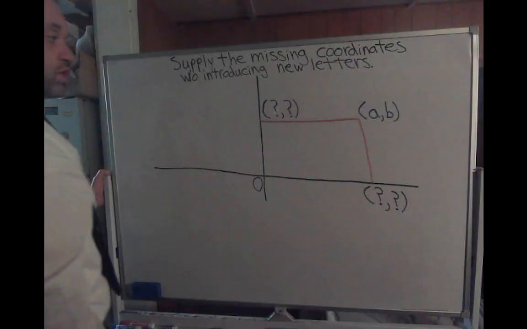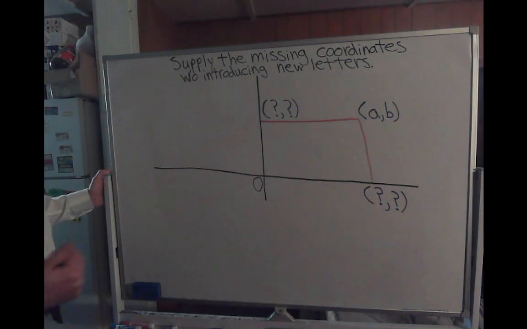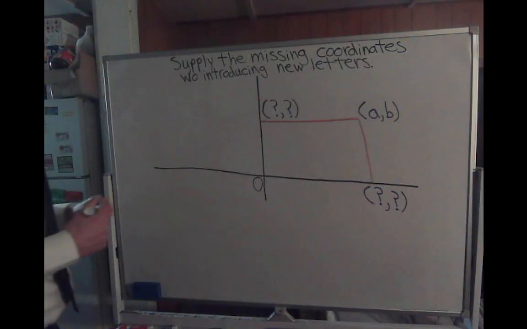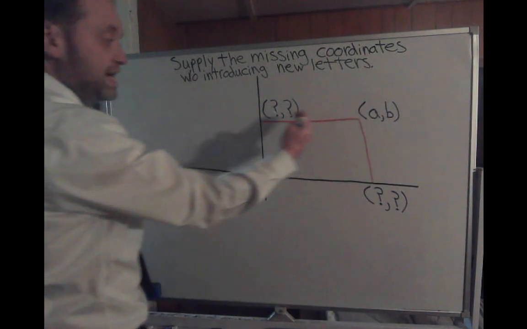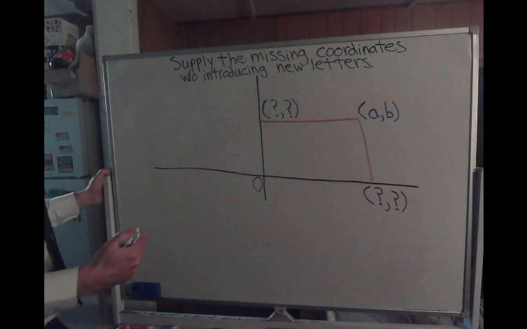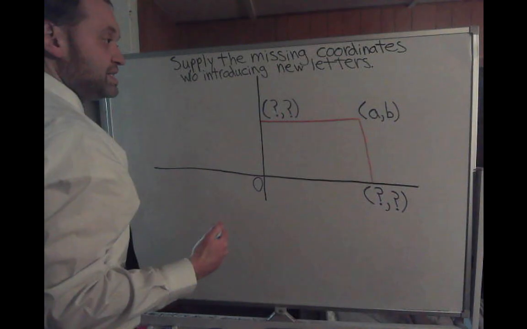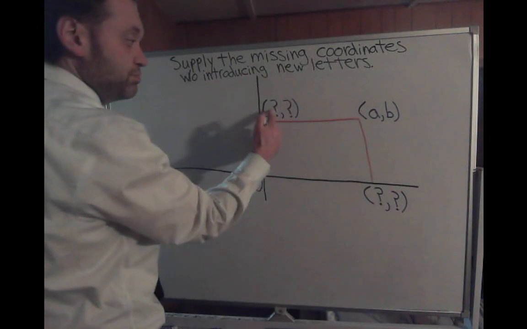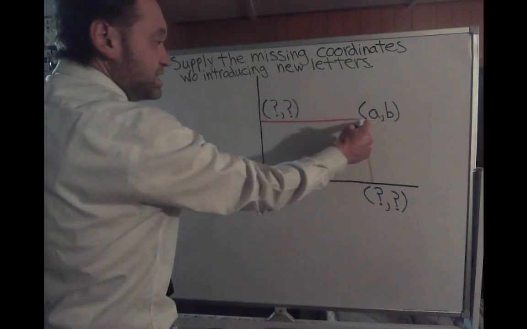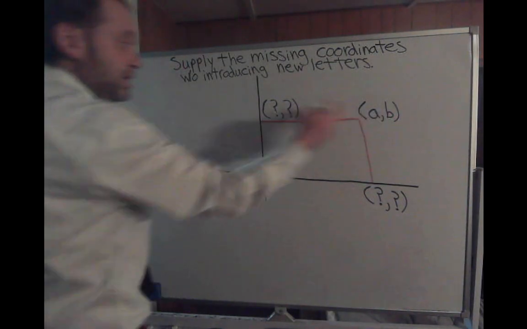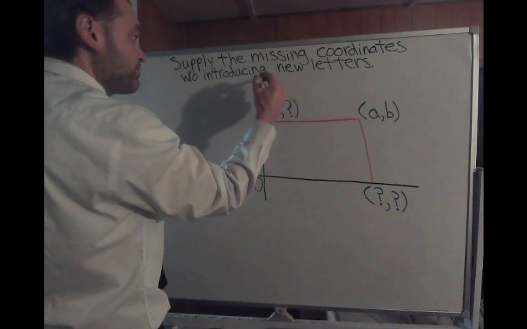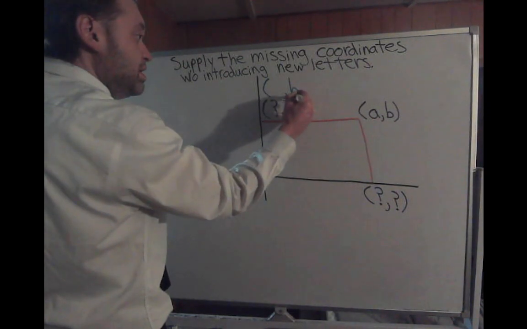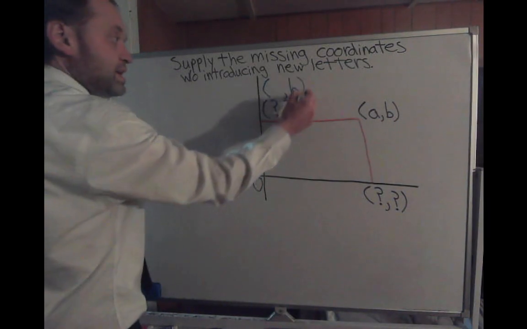So why don't we start with this coordinate here in the top left? Well, okay, so let's start with the top left. So, of course, a rectangle has a flat side at the top, right? Well, it's definitely going to be up B units, because the coordinate of the top right vertex means it's up B units from the origin. So the missing y coordinate here would be B, because it is up B units still.